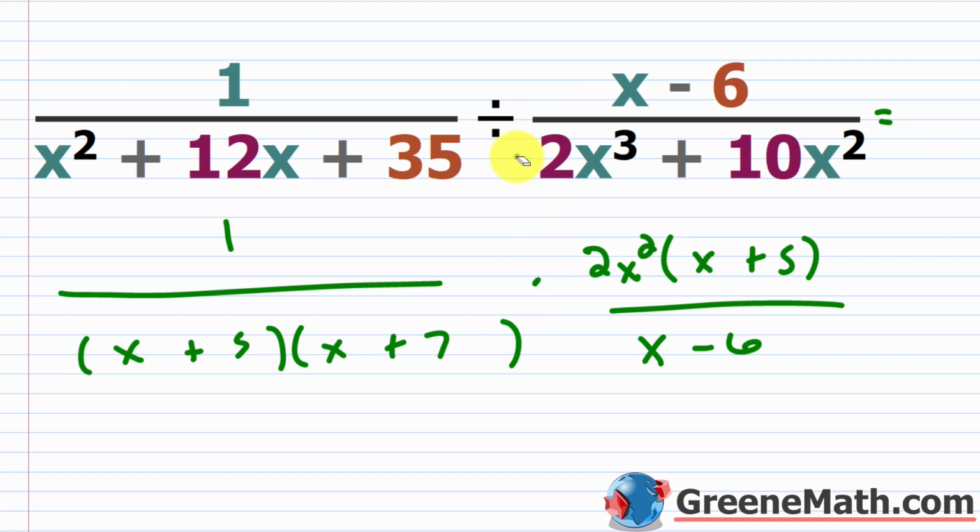Okay, so I'm just multiplying by the reciprocal. All right, so from here, what can I cancel? Here I can't cancel anything, here I can't cancel anything. I can get rid of this x plus 5 with this x plus 5 here, so that's gone. I think that's pretty much all we can do.